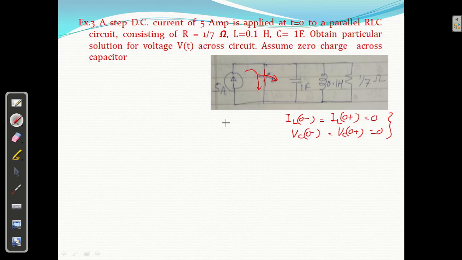Then अगर इनिशियल कंडीशन 0 तो you can draw the transformed diagram, right. Transform diagram can we write. Okay, so I'm going to draw the transform diagram. Just wait.